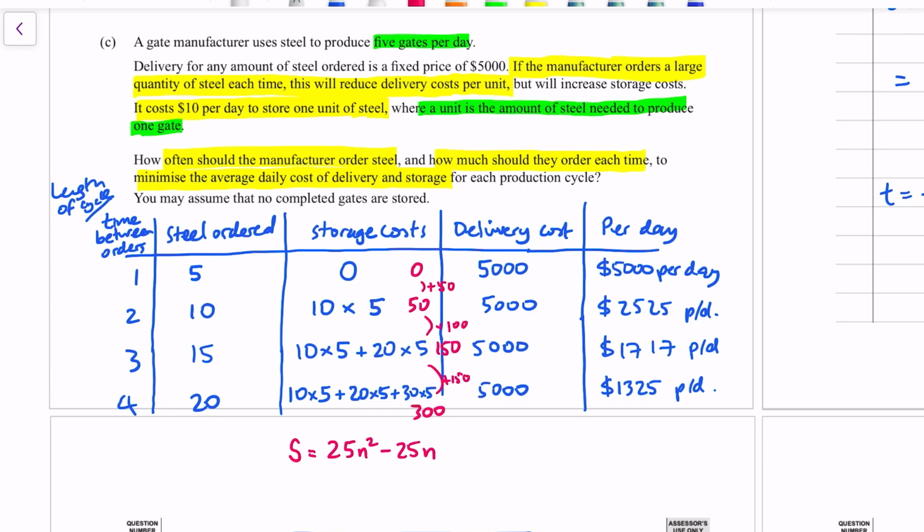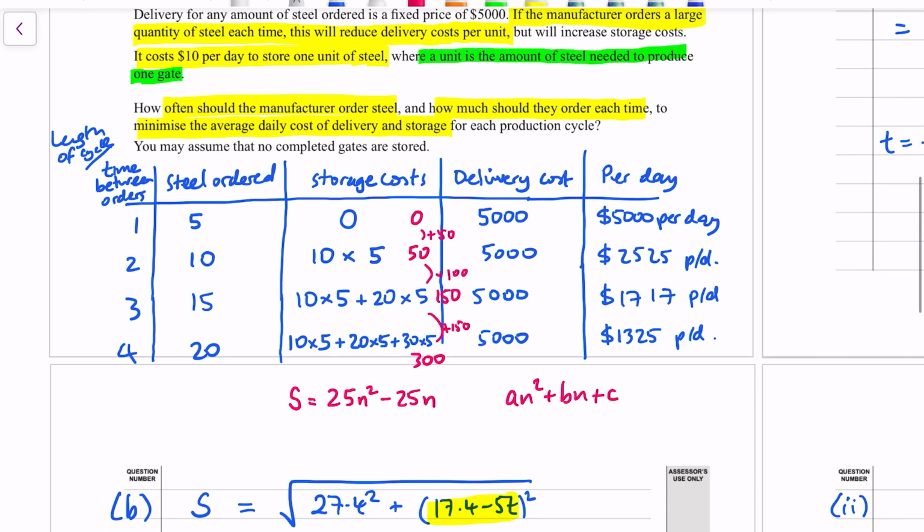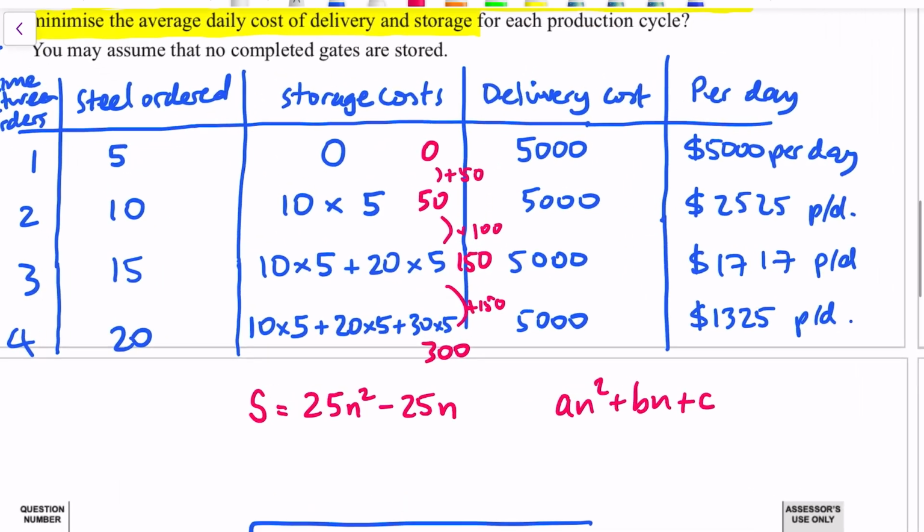If you can't remember how to solve quadratic patterns, the general term is you write an squared plus bn plus c. A is always half the second difference. So for us, the second difference in the pattern, it's going up.